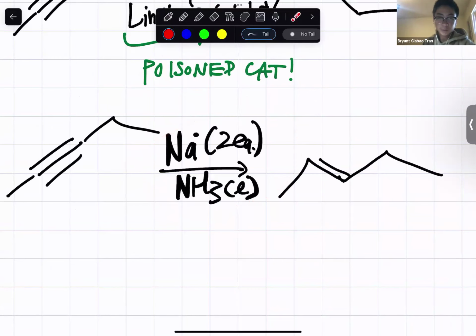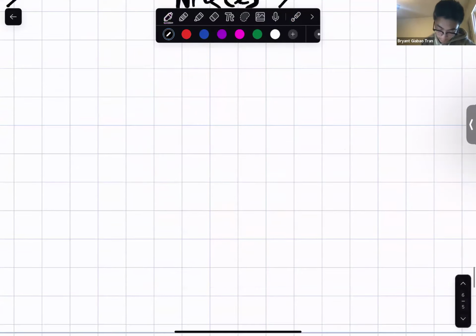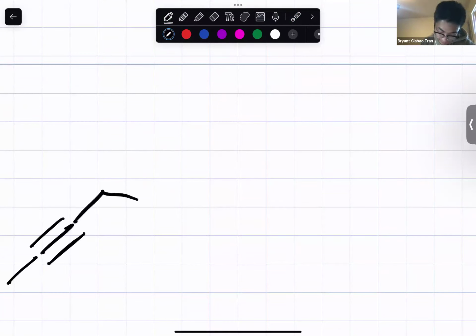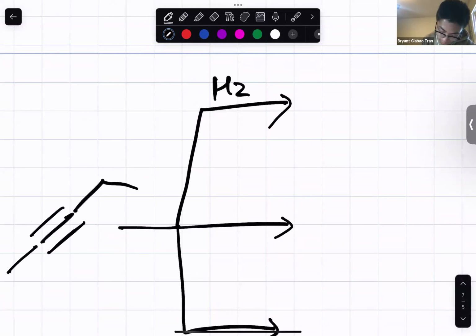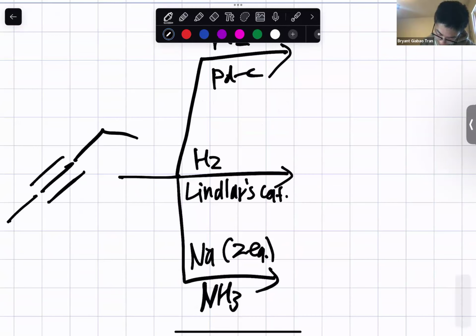These set of reagents would make your trans alkene. So here's a flowchart of what we just did. Let's say we had that alkyne. Let's say we put that through H2 with Pd/C, H2 with Lindlar's catalyst, and Na metal 2 equivalents in liquid NH3.